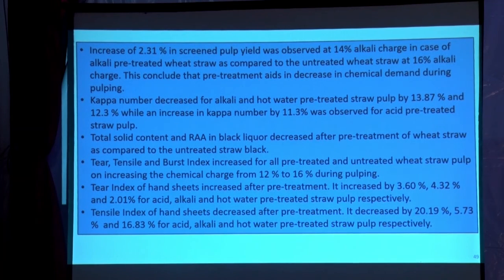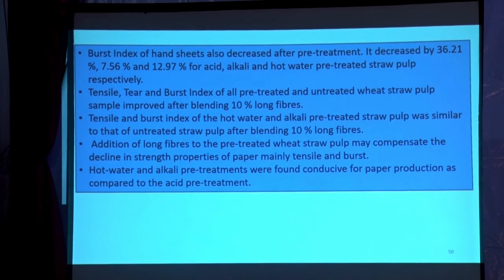The kappa number decreased significantly for alkali and hot water pre-treated straw samples by 13.87% and 12.3% respectively, while an increase in kappa number by 11.3% was observed for the acid pre-treated straw sample. The tear index of handsheets, as I have mentioned, increased slightly after pre-treatment. The tensile index of handsheets decreased after pre-treatment. The burst index of handsheets also decreased, and the tear, tensile and burst index of all the pre-treated and untreated wheat straw pulp samples improved after blending 10% long fibers.